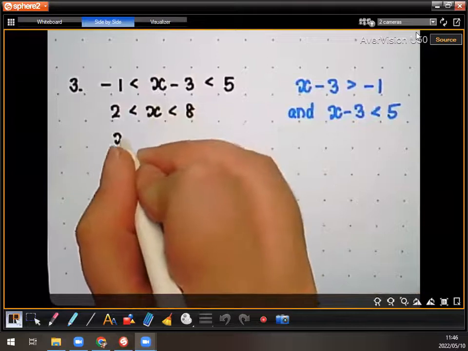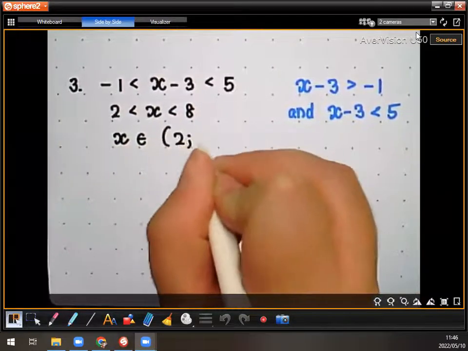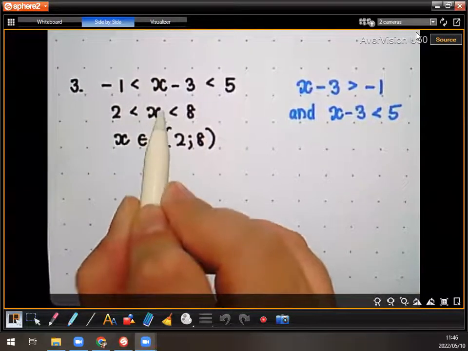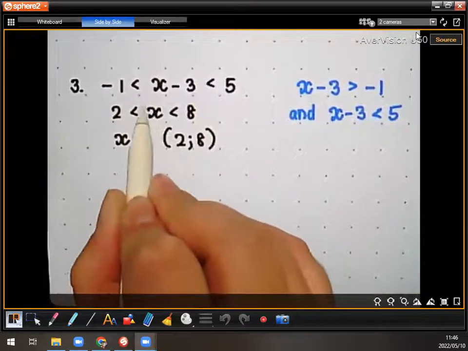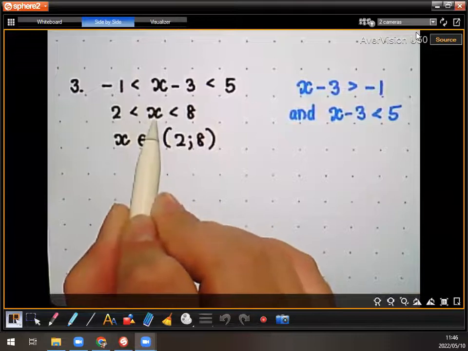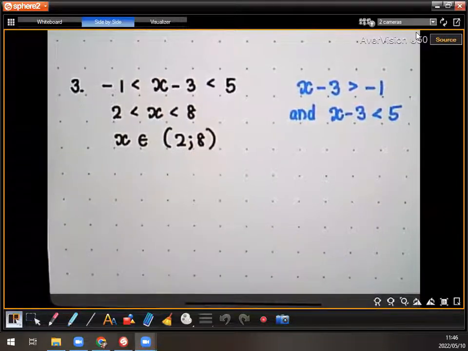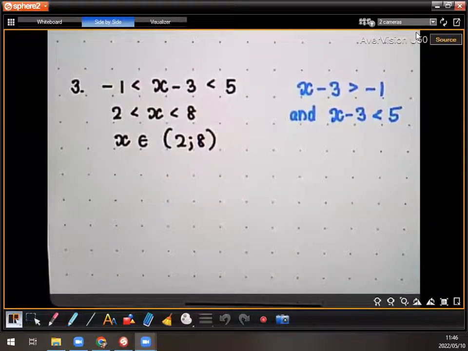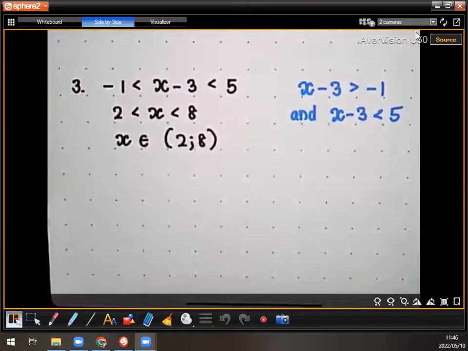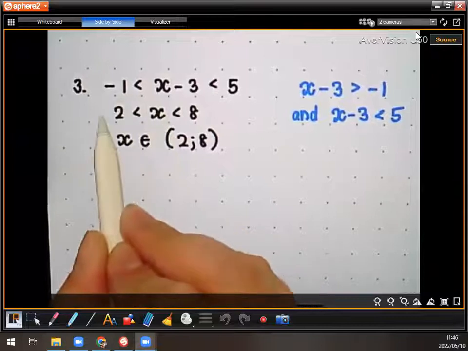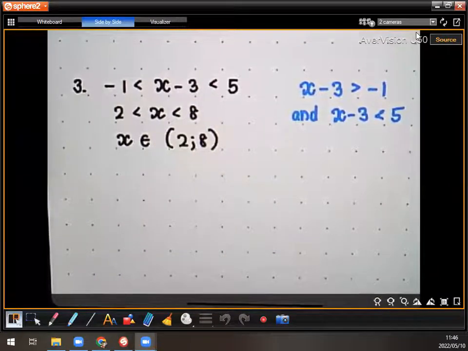Then this is going to say x is an element of (2, 8). When you're reading this, let's read from the inside out quickly. It's saying that x is greater than 2, but at the same time, as it is all one inequality, x also has to be smaller than 8. So x must lie in between those two numbers. Think of a number that's greater than 2 but smaller than 8: 3, 4, 5, 5.5, there's a whole bunch. So x has to be any number between 2 and 8.